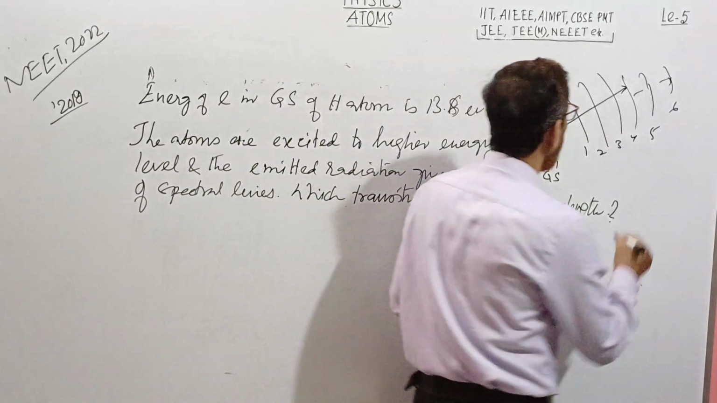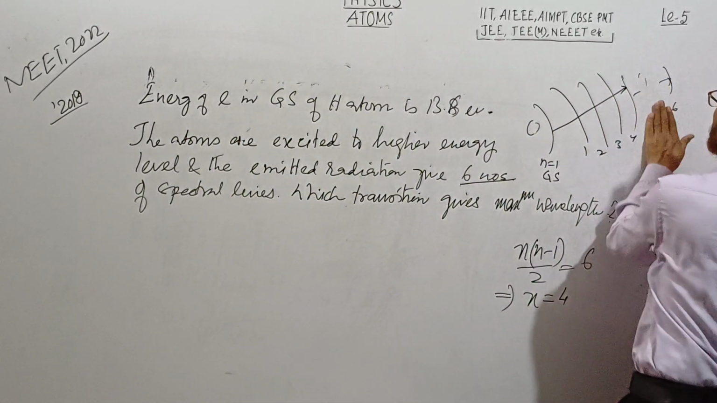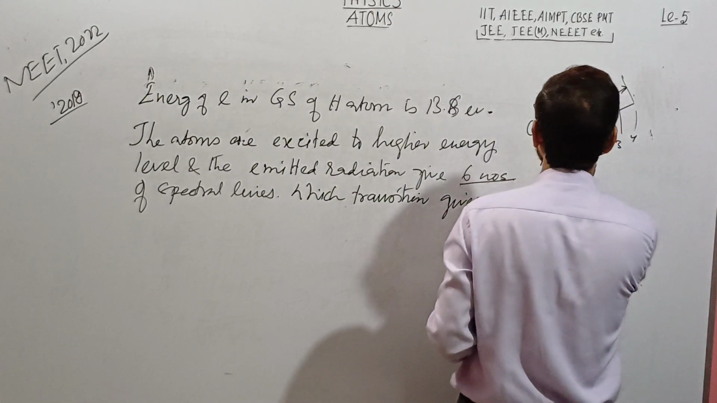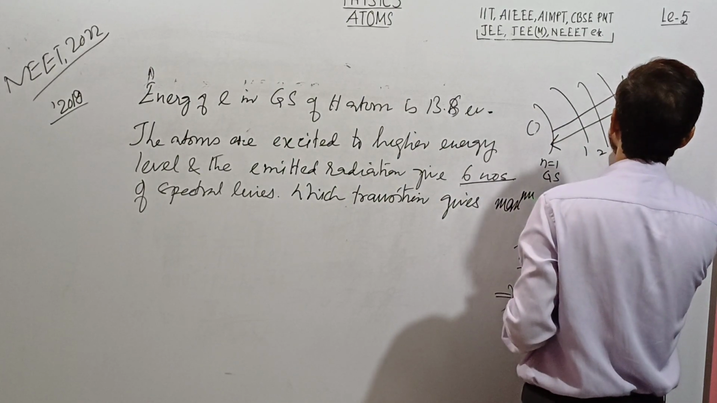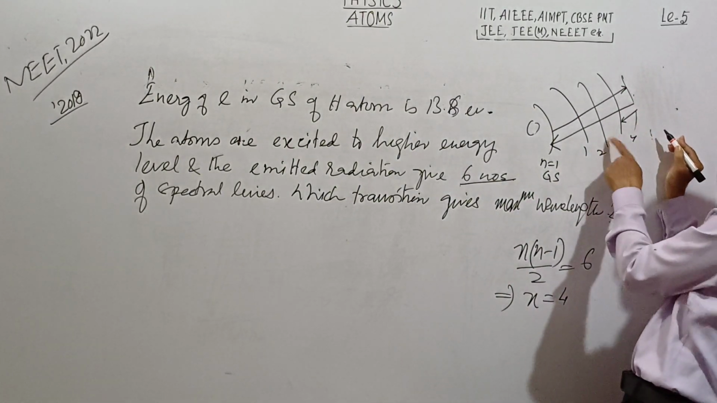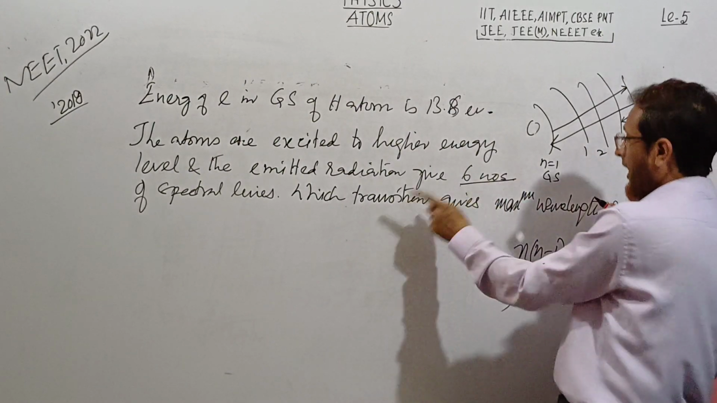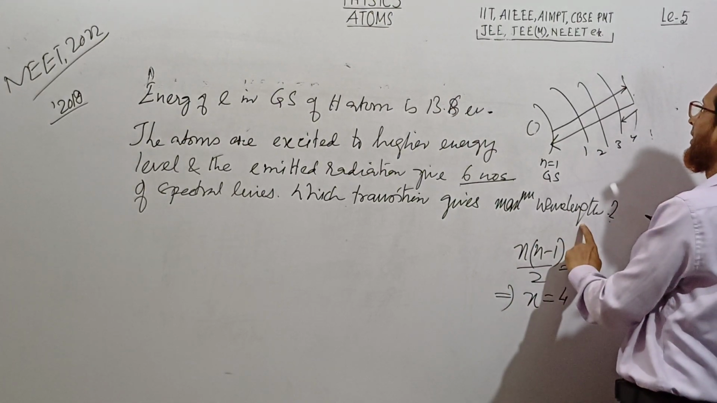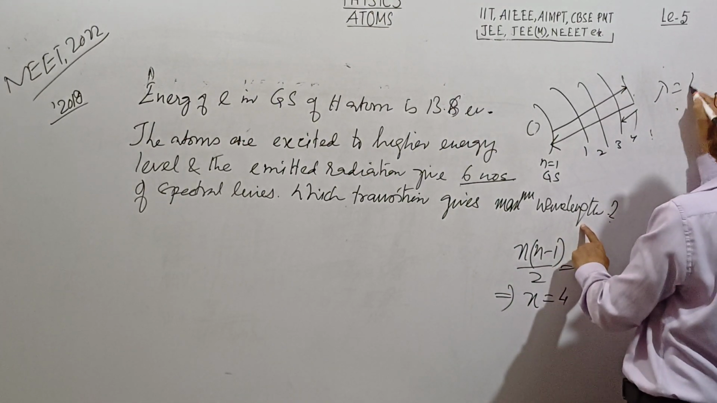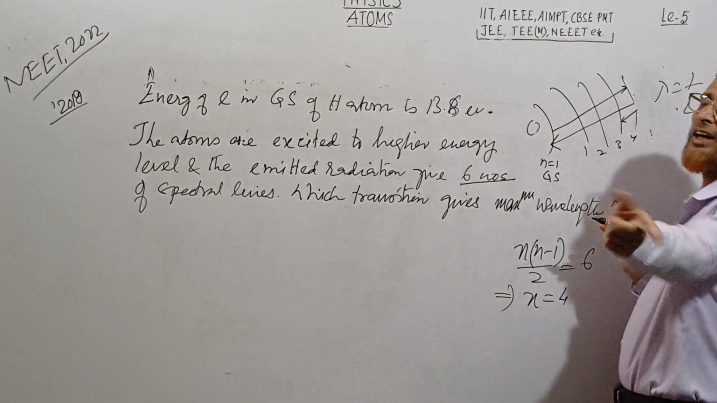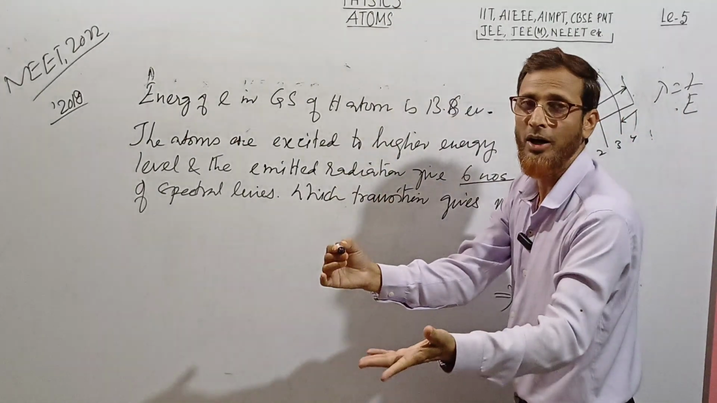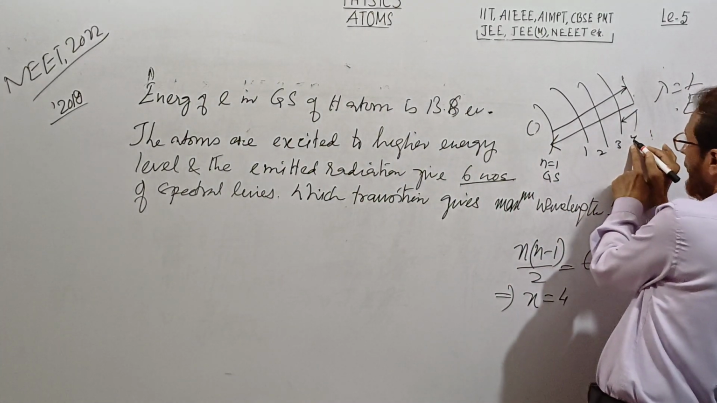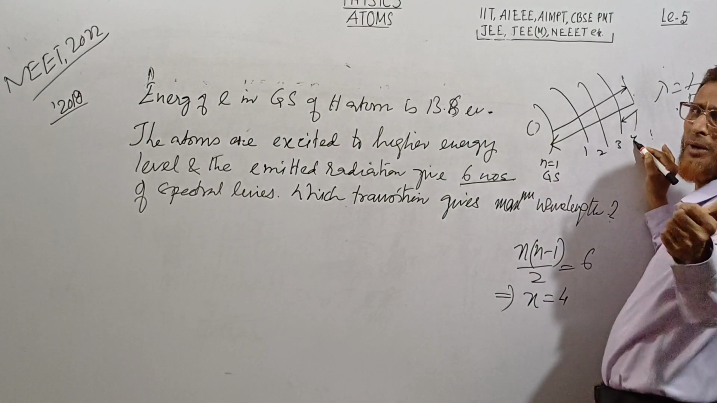So if electron is in the 4th level, now what has happened? That electron may directly jump from this to this, or may directly jump from this to this. A lot of probability is there. So you are asked which transition, which jumping will give you the maximum wavelength. Means lambda is equal to 1 by E. Less is the energy, higher is the wavelength. Am I right? So less energy will be 4 to 3, and 4 to 1 is higher energy, least wavelength.